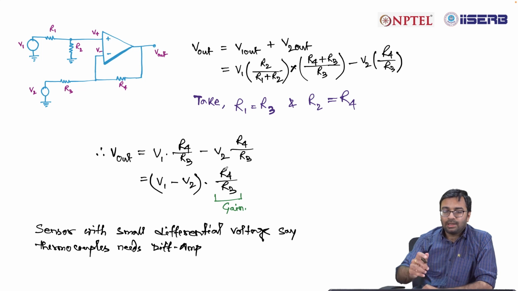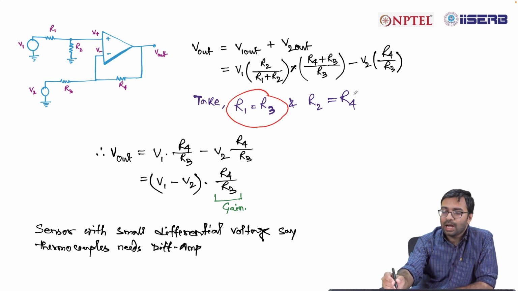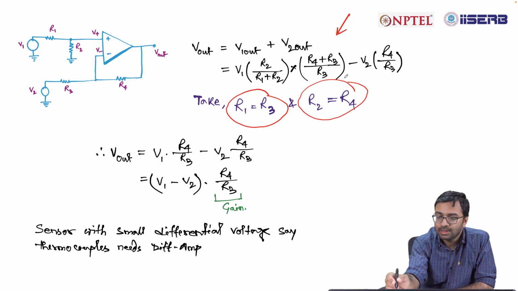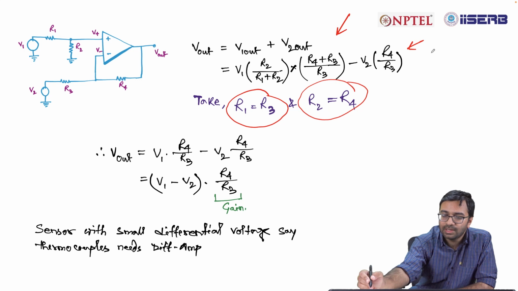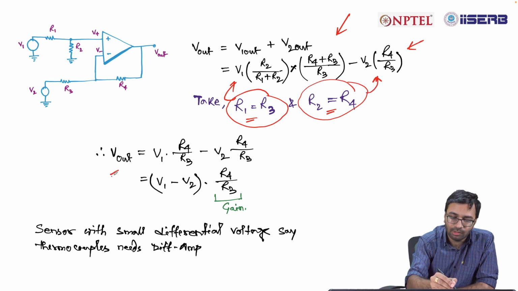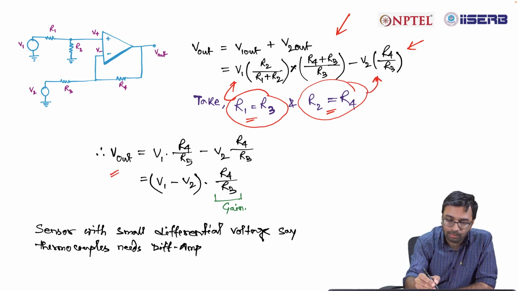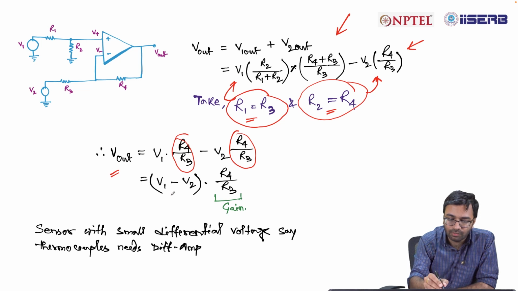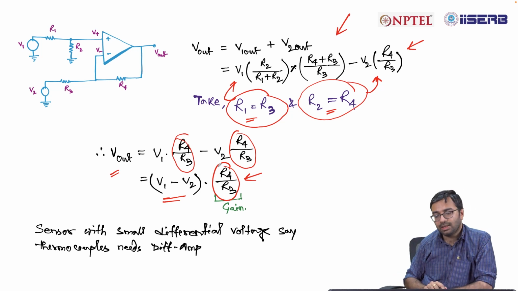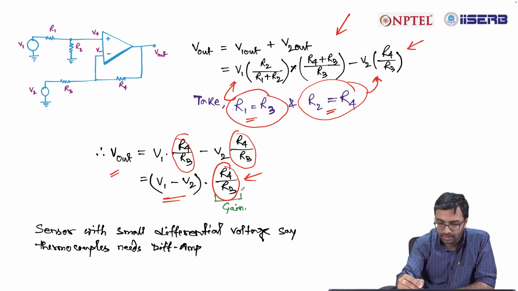Currently the V out equation is a bit complex. To simplify it, let us take R1 is equal to R3 and R2 is equal to R4. If you put these values in this equation, you will find V out is equal to V1 into R4 by R3 minus V2 into R4 by R3. Take R4 by R3 in common, and you will find V out is equal to V1 minus V2 into R4 by R3. So in this case, R4 by R3 is the gain of this amplifier.